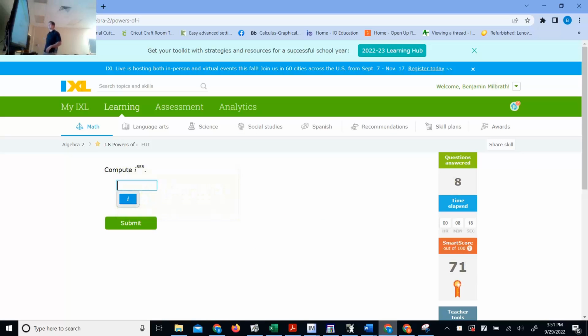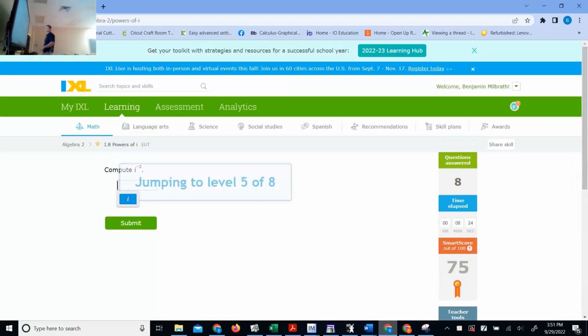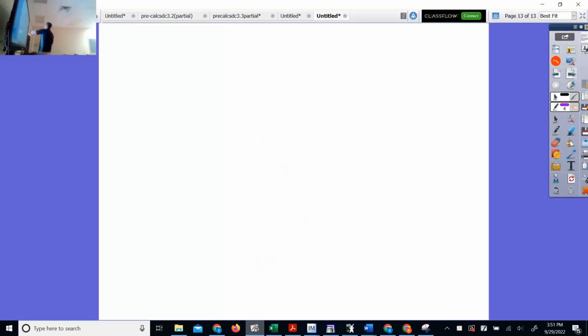Terrific. That's kind of the gist of this. Let me see if I can level up, because I know I'm pushing that 10-minute boundary here. Oh, there's lots of levels left. How is that a level 5 question? i to the negative second? Actually, that is a level 5 question. Okay, so they're introducing negative exponents. Cool. So this is worth talking about.